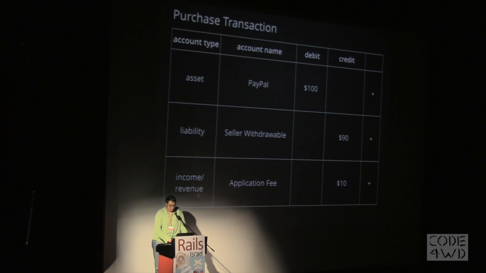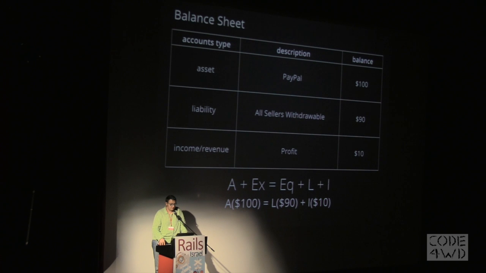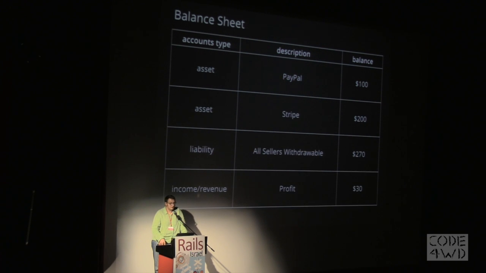So we can see that on the balance sheet, which is actually an immediate state of all the financials, we have assets of $100, we have liabilities of $90, and we have a profit on the revenues account of $10. So we can see that the equation works. Everything is cool.